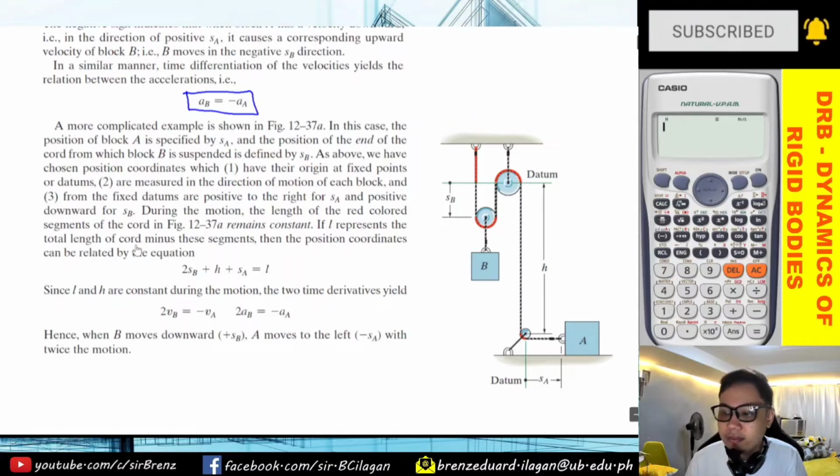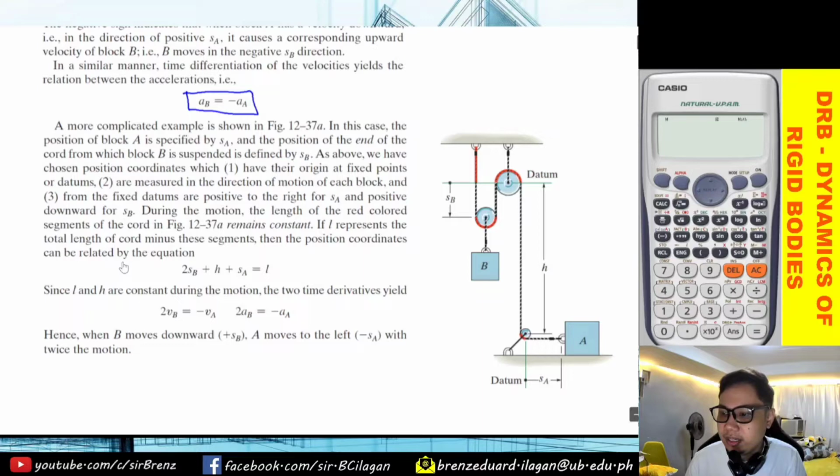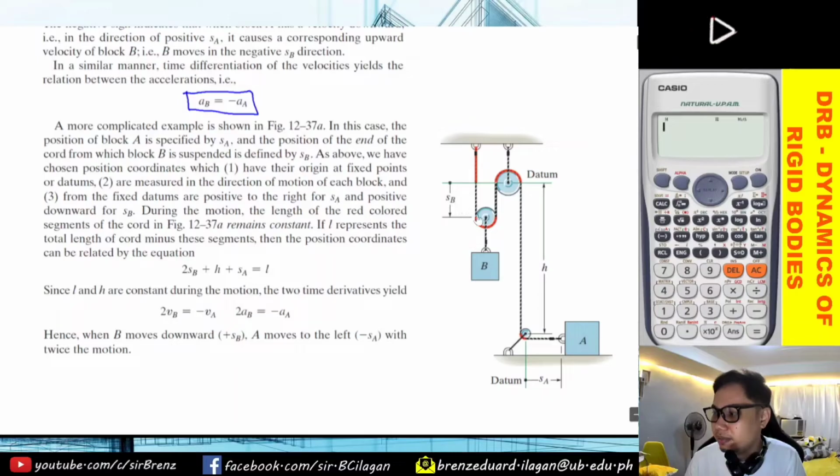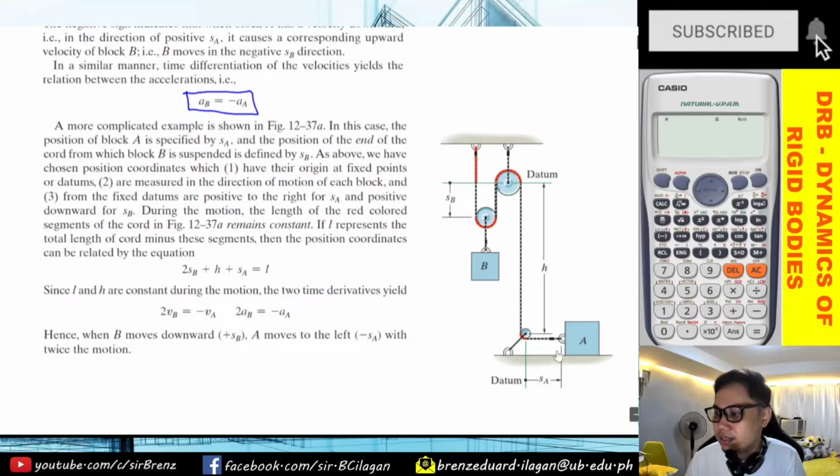So, the total length of cord minus these segments, then the position coordinates can be related by the equation. So, 2 S sub B. So, bakit siya naging 2? Gawa nito. Okay? So, as you can see, ito, S sub B. Eh, ano ba to? Di ba ito S sub B din? So, 2S sub B plus yung H mo, ayan, and then plus yung S sub A mo. So, that is equals lang do sa total length.